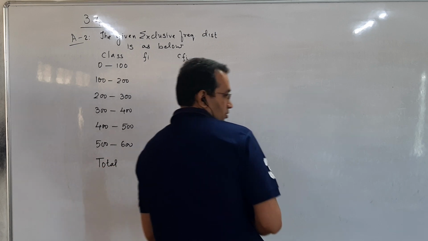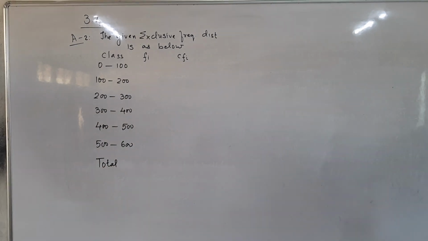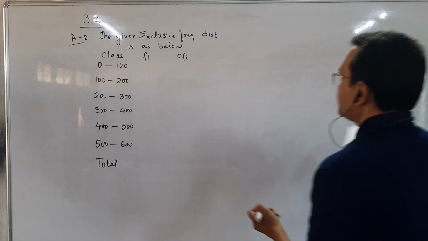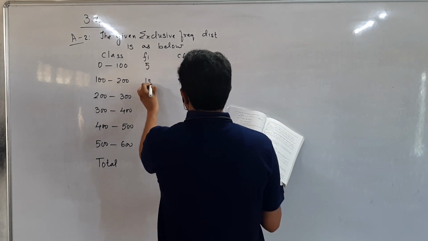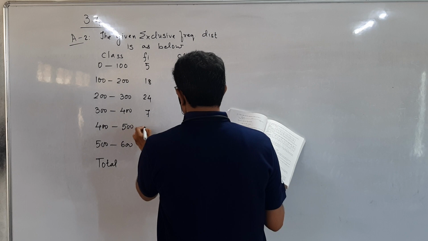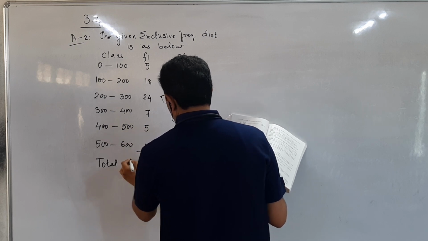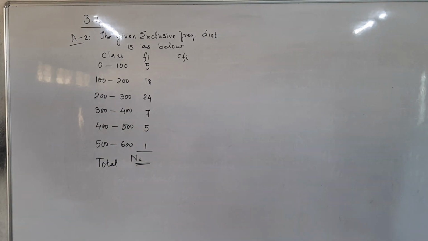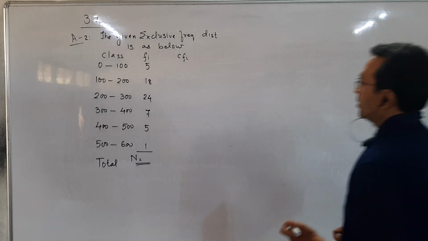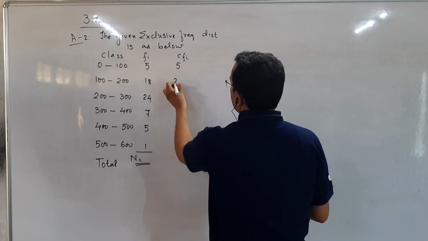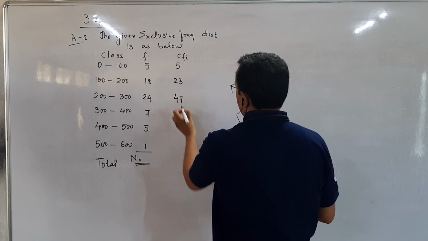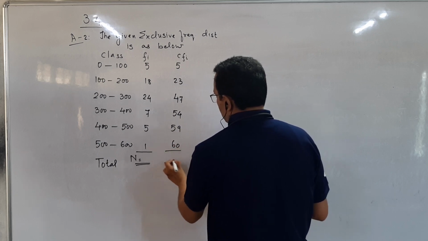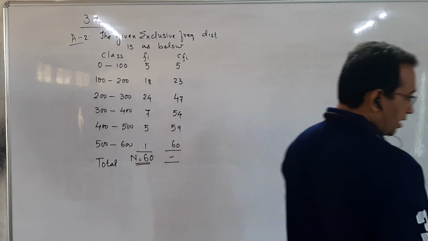And I note down the corresponding frequencies: 5, 18, 24, 7, 5, 1. Okay, we will total the frequency. And correspondingly we find CFi also. 5 plus 18, 23 plus 24, 47 plus 7, 54 plus 5, 59, 60. So the total of frequency, students, will come out to be 60.